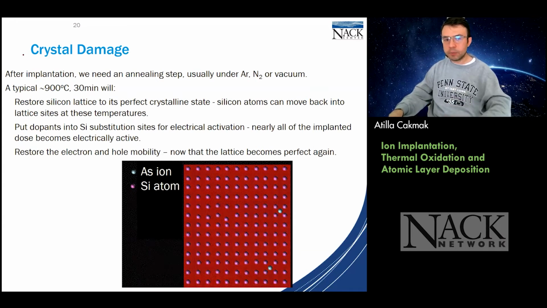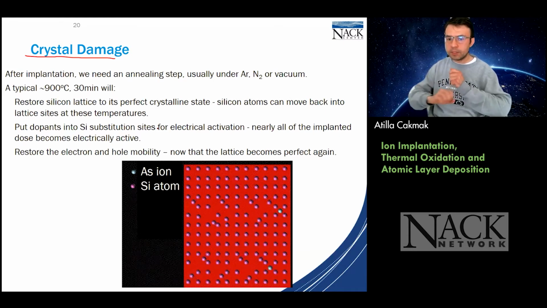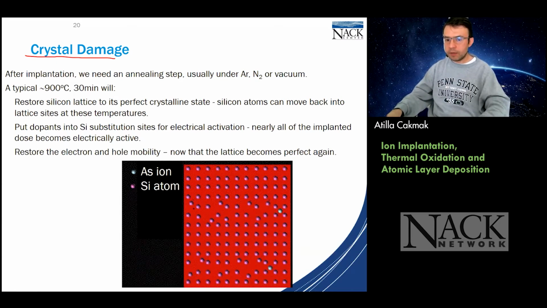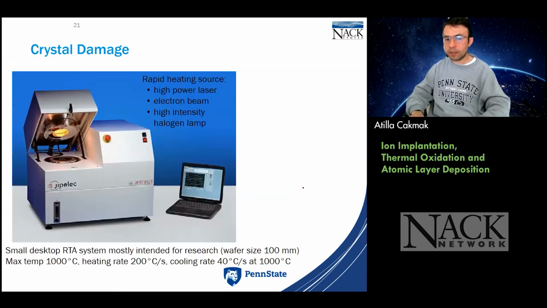Then after that, you can repair your crystal, thankfully, again due to diffusion. But this is done by rapidly increasing the temperature in a very quick sense. Once we have the damaged crystal, we can repair it by increasing the temperature very quickly and getting the atoms back in their locations. These tools are called rapid thermal annealing tools, RTA. So it looks like that. You can see the ramping time, the heating rate, 200 Celsius per second. That's a lot, as you can see.